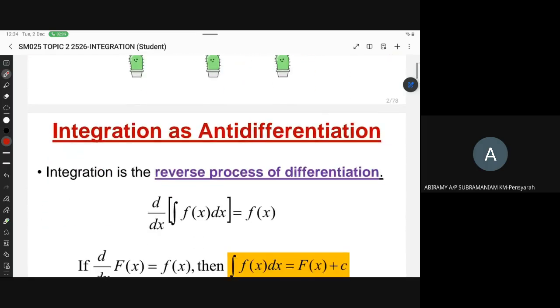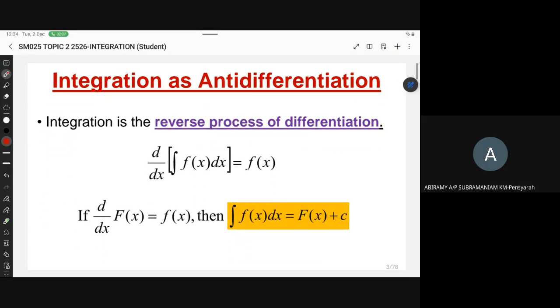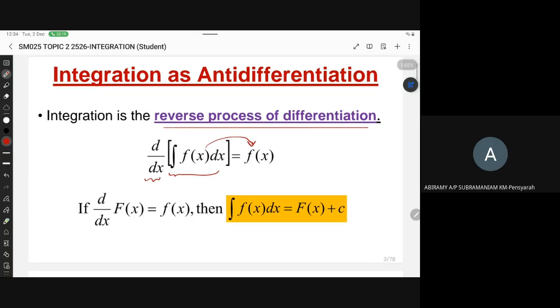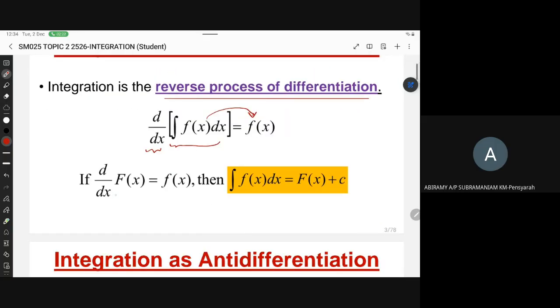Now first we start with the relation between integration and differentiation. Integration is a reverse process of differentiation. Let's say we integrate a function and then we differentiate, we will get back the same function. For example, if differentiation of capital Fx is small fx, then the integration of the small fx is the capital Fx.